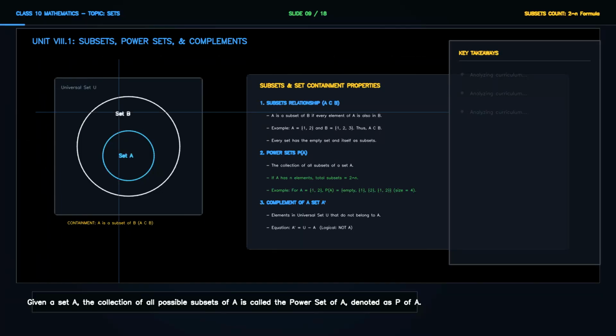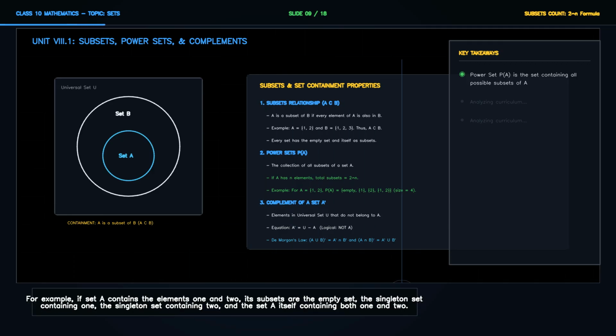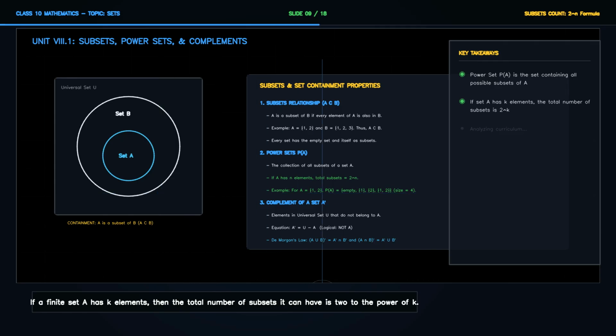Given a set A, the collection of all possible subsets of A is called the power set of A, denoted as P of A. For example, if set A contains the elements 1 and 2, its subsets are the empty set, the singleton set containing 1, the singleton set containing 2, and the set A itself containing both 1 and 2. Thus, the power set P of A is the set containing these four subsets.